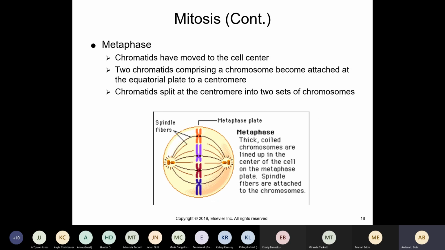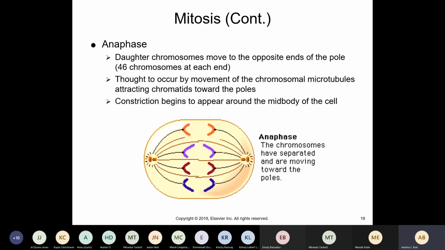Then metaphase is the second phase of mitosis. Chromatids, as you can see in this picture, have moved to the center. 2 chromatids comprising a chromosome will become attached at the equatorial plate to a centromere. The centromere is kind of the waist of those 2 chromosomes where they gather together. And then the chromatids will split at the centromere into 2 sets of chromosomes. And you can see that in this image.